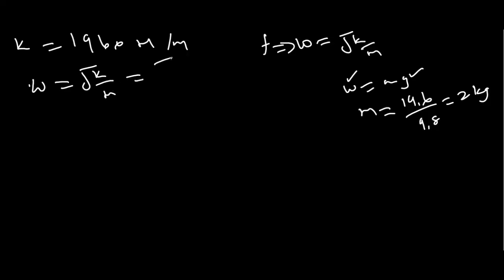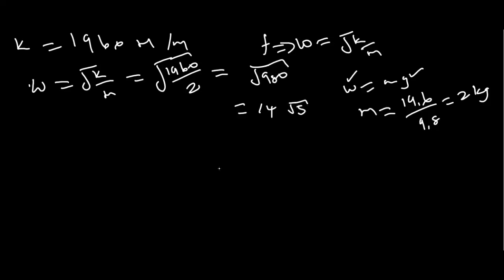So this is equal to the root of k. Our k is 1960 divided by 2, so which is going to be the root of 980 from that part. Let's punch the calculator. The root of 980 is going to be 14 root 5.